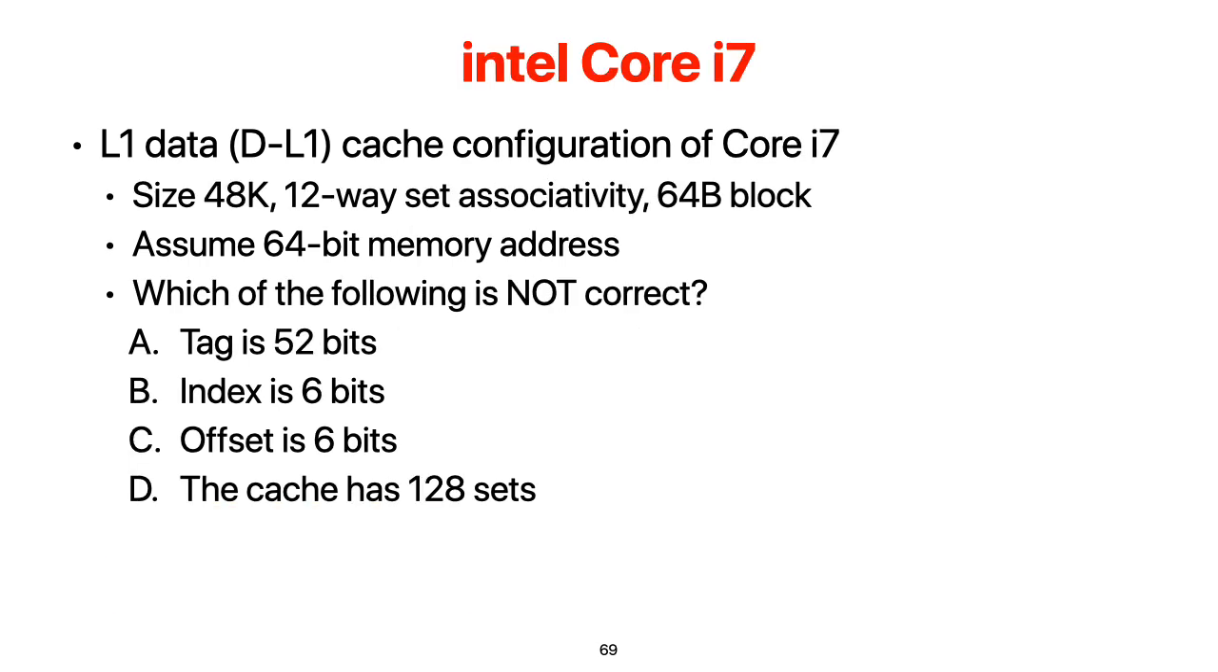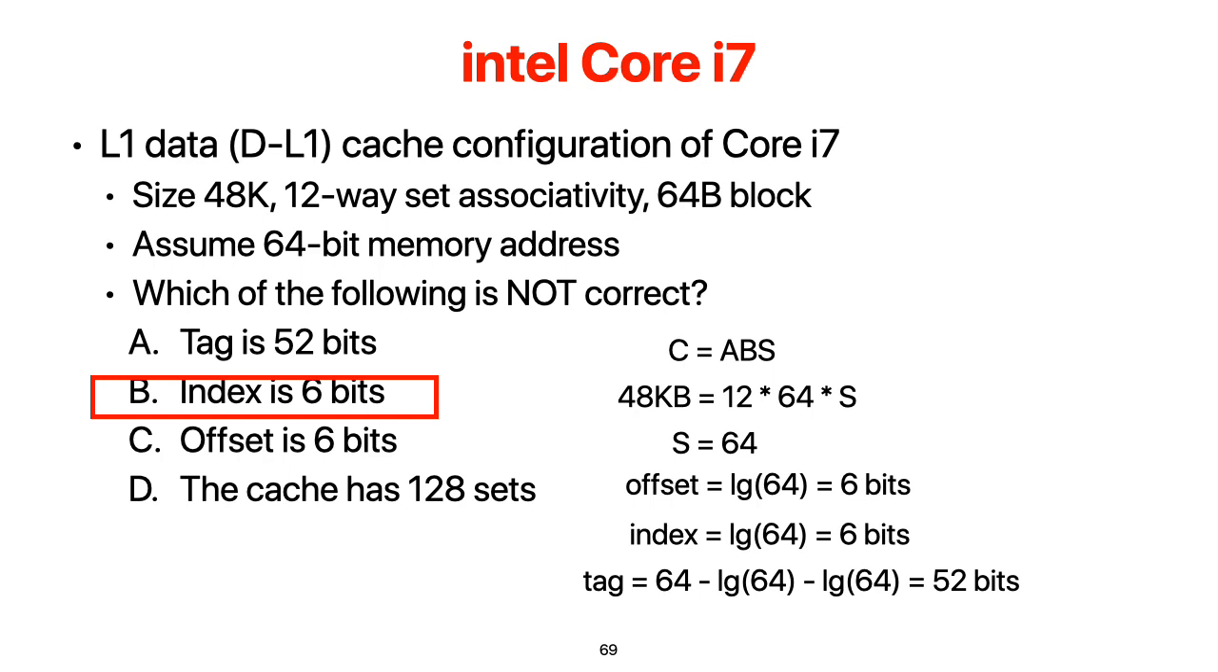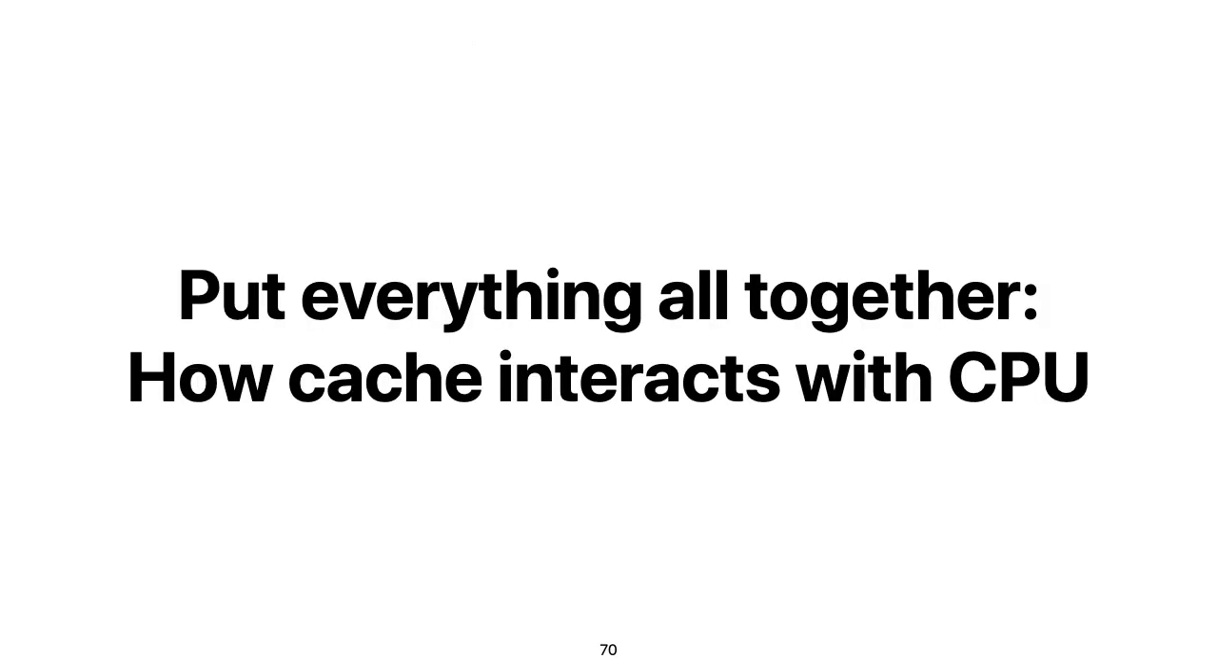And for the Intel Core i7, which is identical to the core design of what we have on the data hub, it is a 48 kilobyte, 12-way, 64-byte block cache. So in that case, we still use C equal to ABS, and we can know S is 64, and the offset will be 6 bits, and the number of bits in the index will also be 6 bits. So it turns out the tag will remain 52 bits. And that's how you partition the address in the Core i7 processor, or in general the Core i3 processor that we use in the class. And let's put everything together.